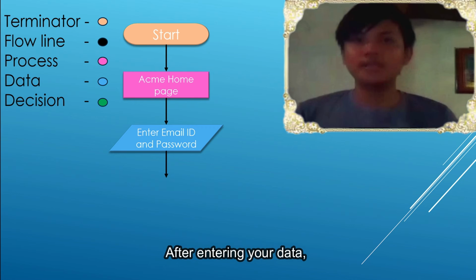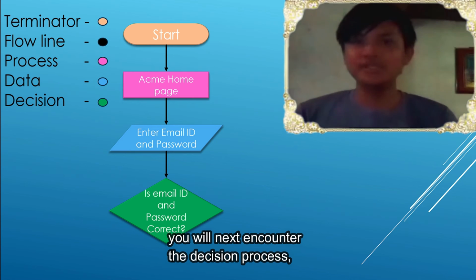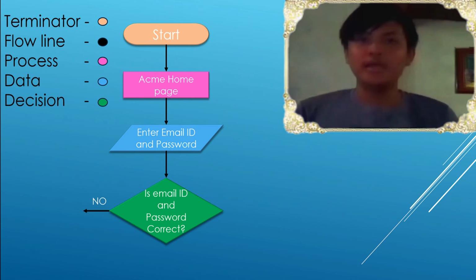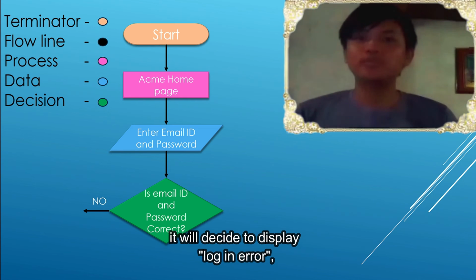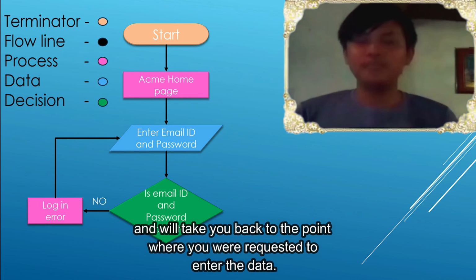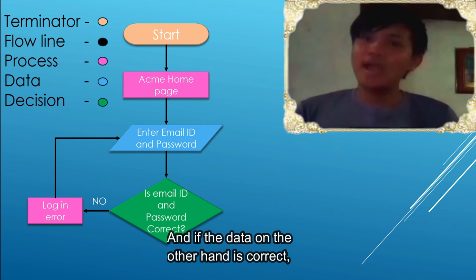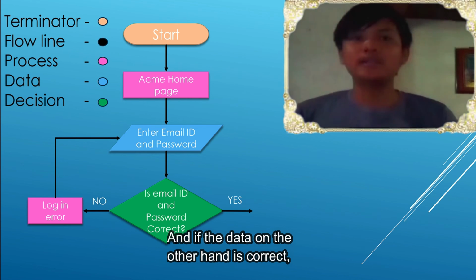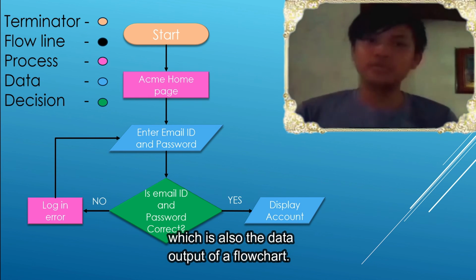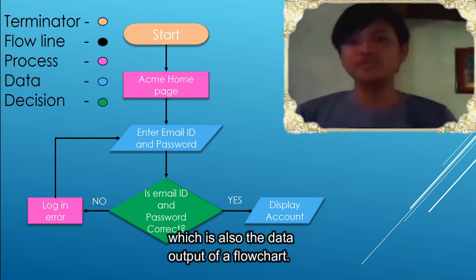After entering your data, you will next encounter the decision process, where you will be asked if the given input is correct. If it is not, it will decide to display a login error, and will take you back to the point where you were requested to enter data. And if the data, on the other hand, is correct, it will make a decision to send you to display the account, which is also the data output of a flowchart.